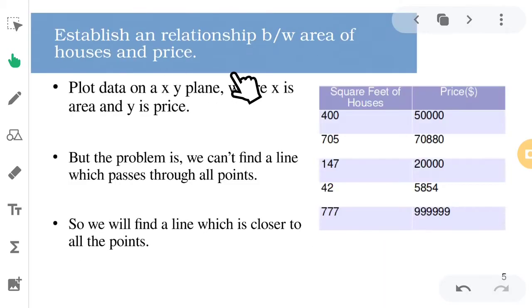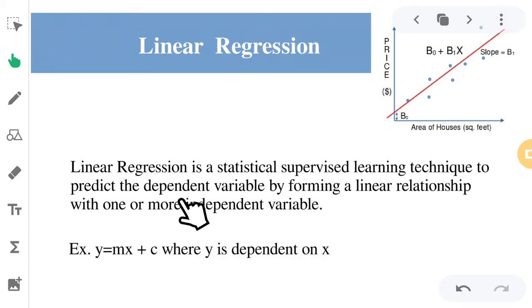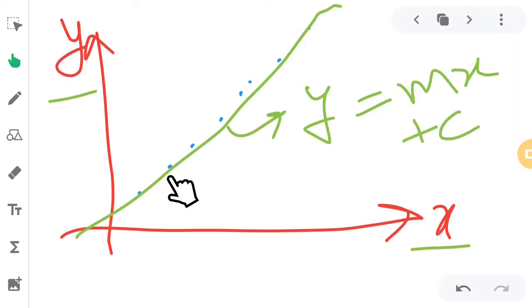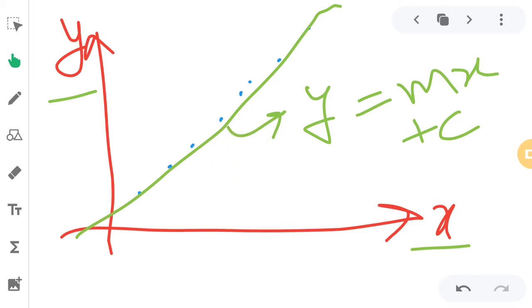Now, what is linear regression? It is a supervised learning technique to predict a dependent variable by forming a linear relationship with one or more independent variables. That means here we can predict the value of y for any value of x, and the relationship between y and x is linear. This is linear regression.